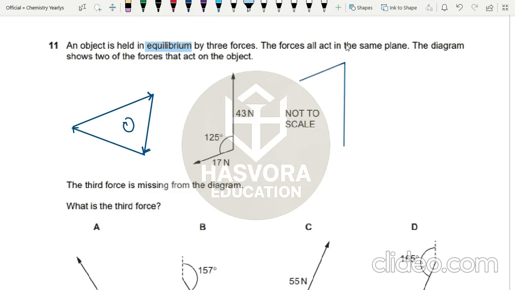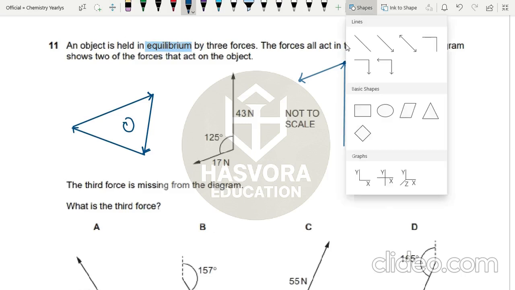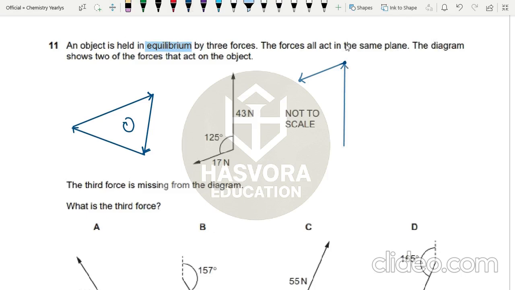So this is like this. So now if it is like this, and the other one is like this. You can see the tip of the first matches the tail of the second, and the tip of the second should match the tail of the third one. So without any calculation you can just reach your answer like this.